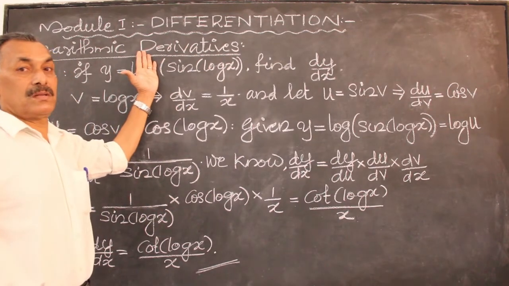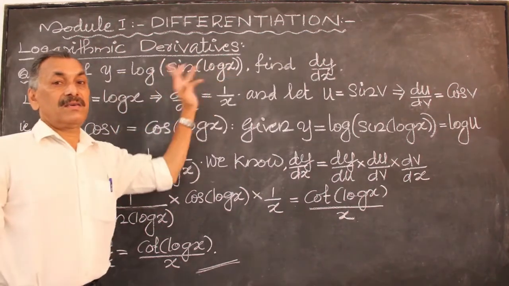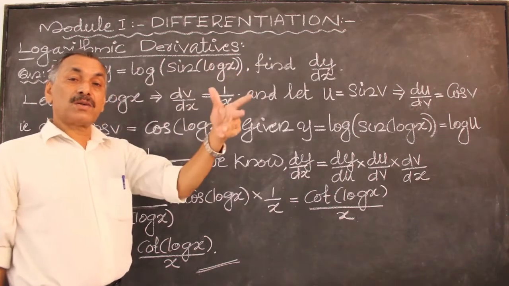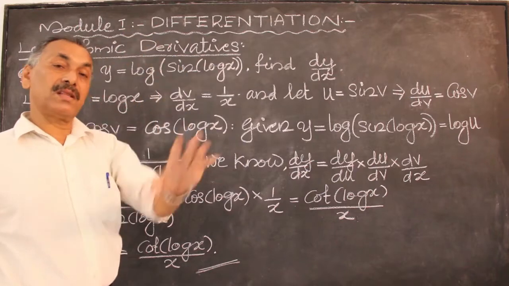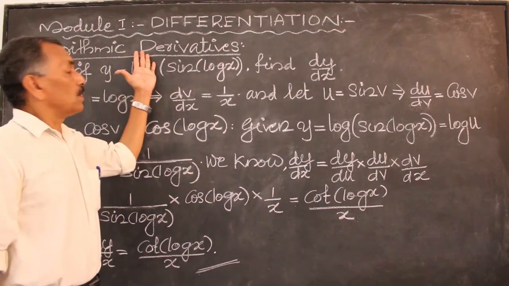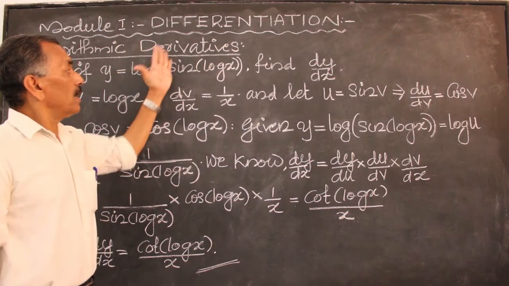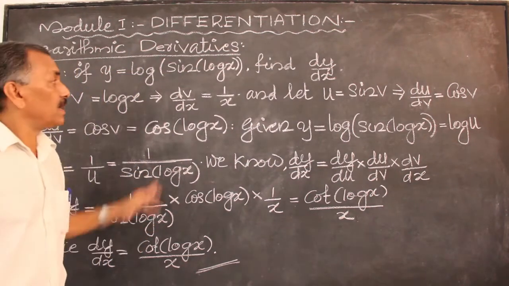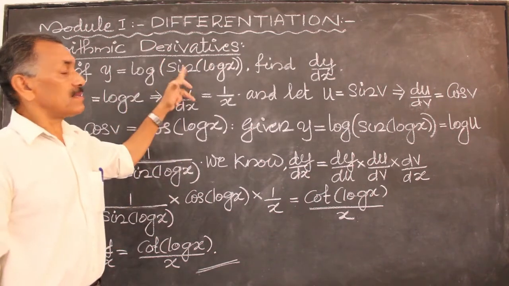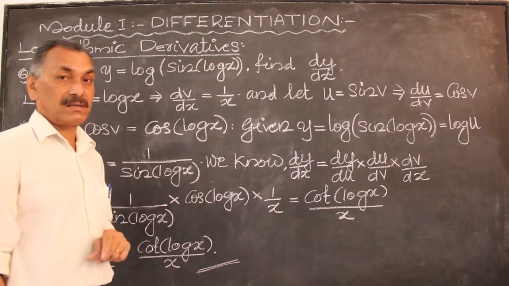What is the derivative of sin? Cos. The derivative of sin of anything is cos of it. So the derivative of log is 1 divided by sin log x, into the derivative of sin log x, which is cos log x.